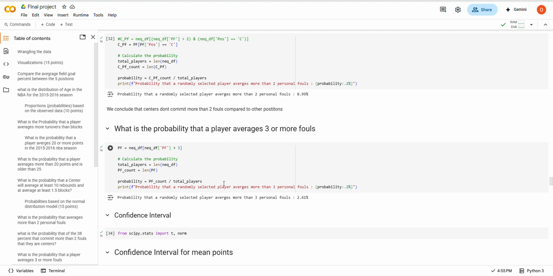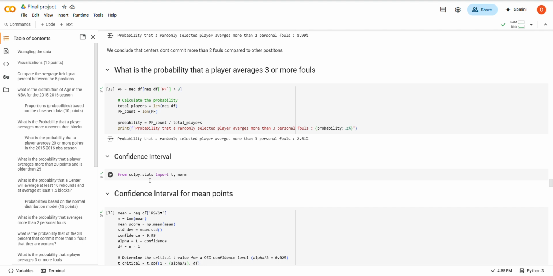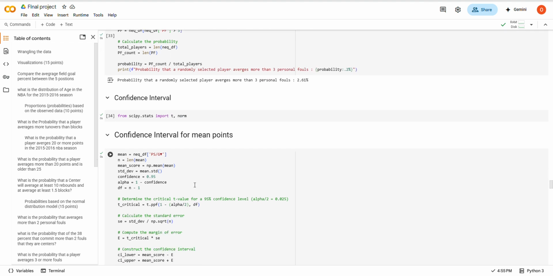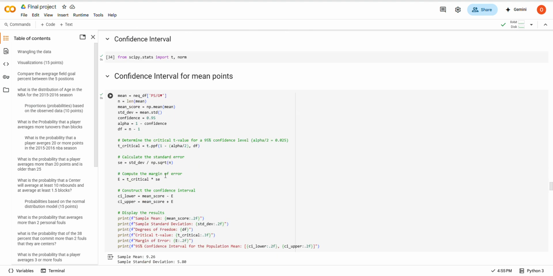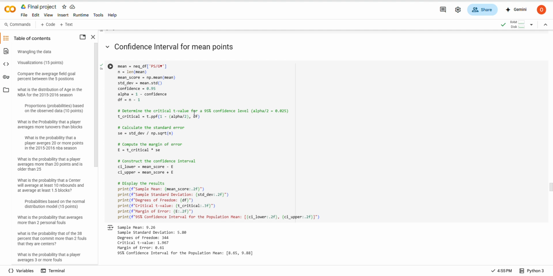Moving on to confidence intervals. First thing we did was import the T distribution library and the norm. We're using the T distribution because we don't really know the population standard deviation or the population mean. Using the T distribution, first we calculated the confidence interval for mean points, which is just the average points per game. So this is what we did right here.